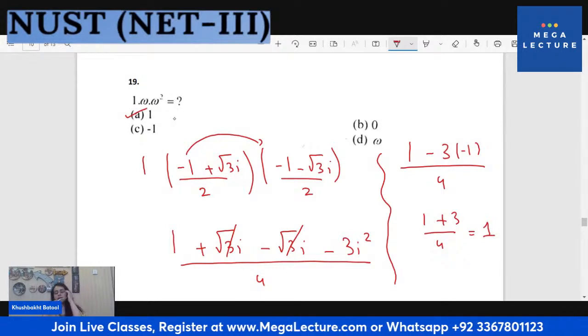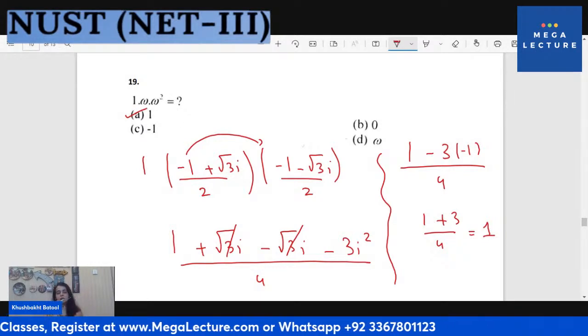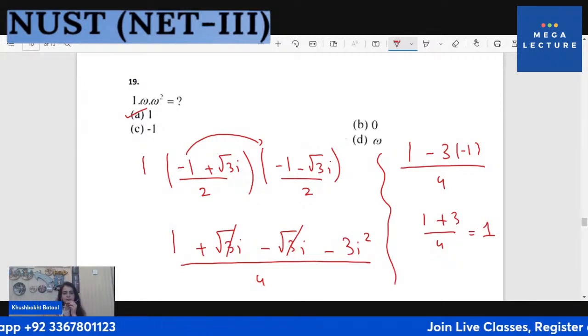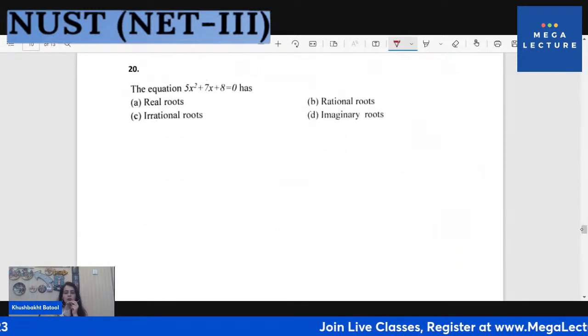I've told you earlier as well, whenever you multiply the three cube roots of unity, you would get 1, and when you add them up, you would get 0. Always remember this. All right, let's talk about the next one.